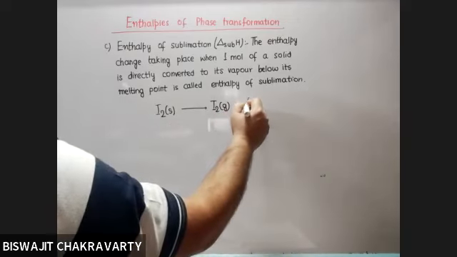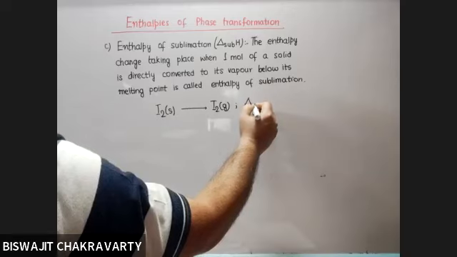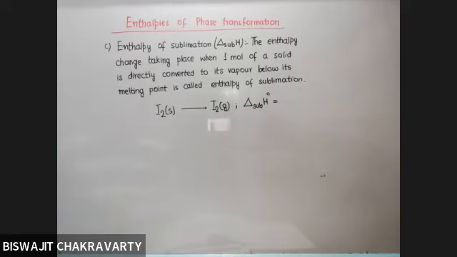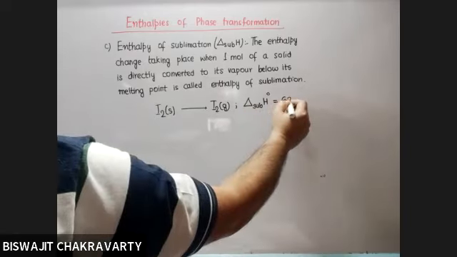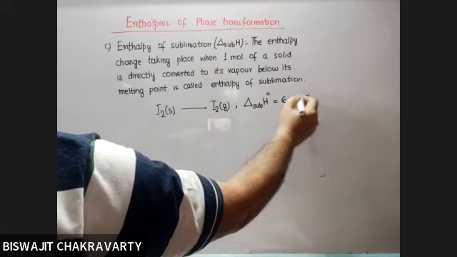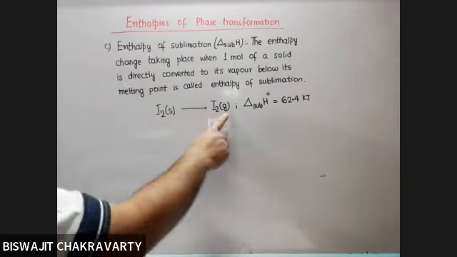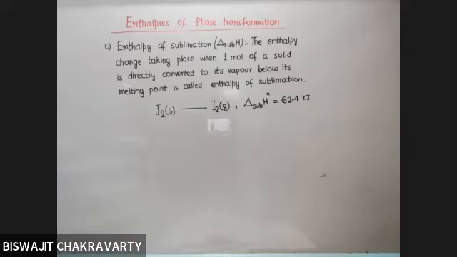So this conversion is called enthalpy of sublimation. And for iodine, this value is found to be 62.4 kilojoules. As I said, you need not memorize the values, but you should understand why the energy accompanying this transformation is called enthalpy of sublimation. So solid is directly converted to vapors.